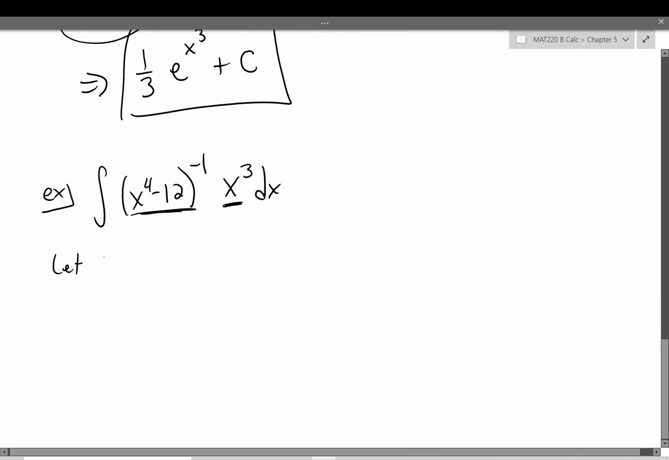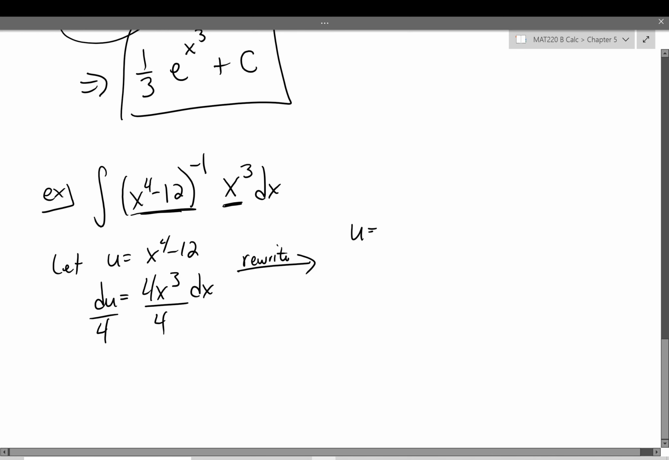So let's let u equal x to the fourth minus 12. Okay, the inside function of this chain rule. All right. du is going to equal 4x cubed dx. Now let's rewrite it, because what I'm going to do is divide both sides by that coefficient. So u equals x to the fourth minus 12, 1/4 du equals x cubed dx.